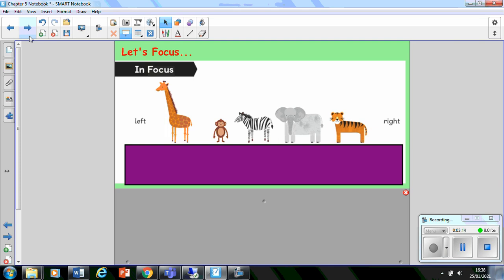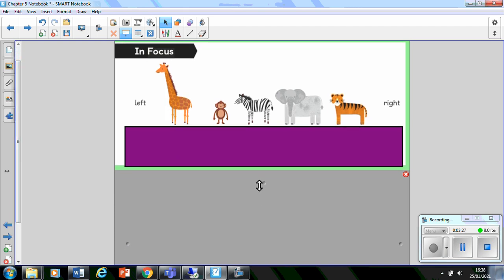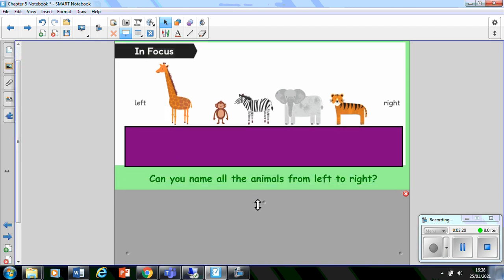Okay, we have got an in focus task for today. Look at the picture carefully, and I've got a set of questions for you to answer. You are going to tell me all the names of the animals from left to right. If you're looking closely at the picture, it has the words left and right, telling you left is here and right is here.